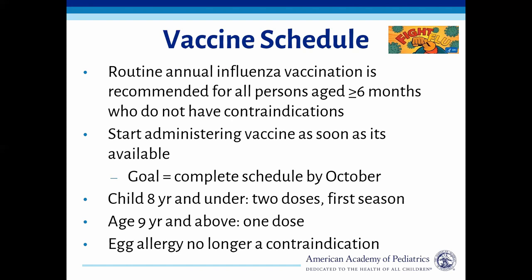Well, what's the schedule? So we're going to start giving the vaccine as soon as it becomes available in the offices, and we're trying to get everybody immunized by October. Remember, everybody 6 months of age and older without a contraindication should be immunized. For children 8 and under, you need 2 doses during the first season. If you're 9 and above, just a single dose is necessary. If you have egg allergy, this is no longer considered a contraindication.